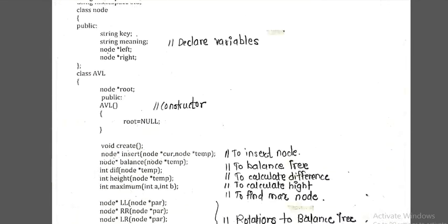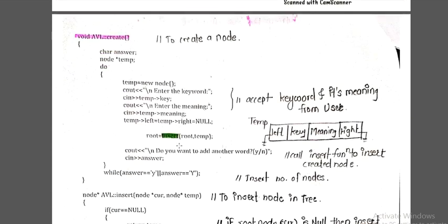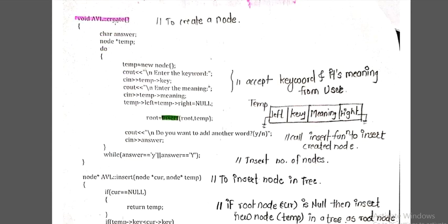So the actual four functions called from main are create, display, search value, and delete. But here we have declared many functions instead of these four. These functions are again called inside other functions, and that's why we have this number of functions over here. So let's start with create, which is the function we have called from the main.